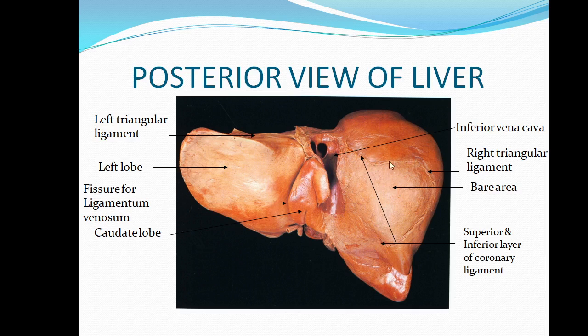The superior layer of the coronary ligament lies superiorly here, on the superior surface of the liver, while the inferior layer lies here posteriorly, extending up to the inferior surface. And this bare area, main triangular area, is present posteriorly and inferiorly. So superiorly, posteriorly, and inferiorly.